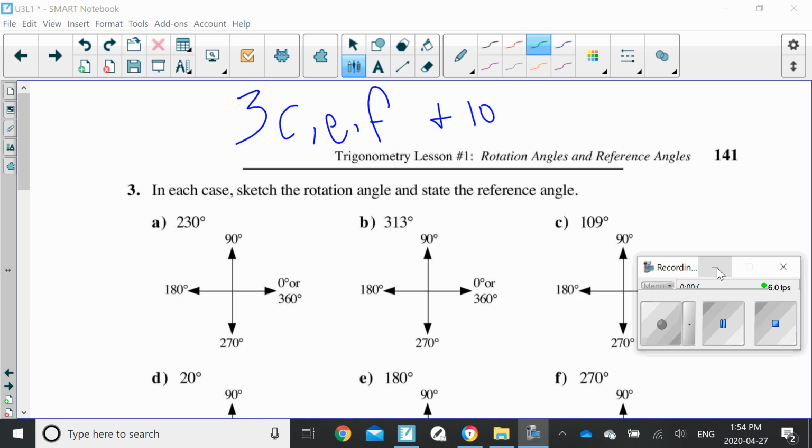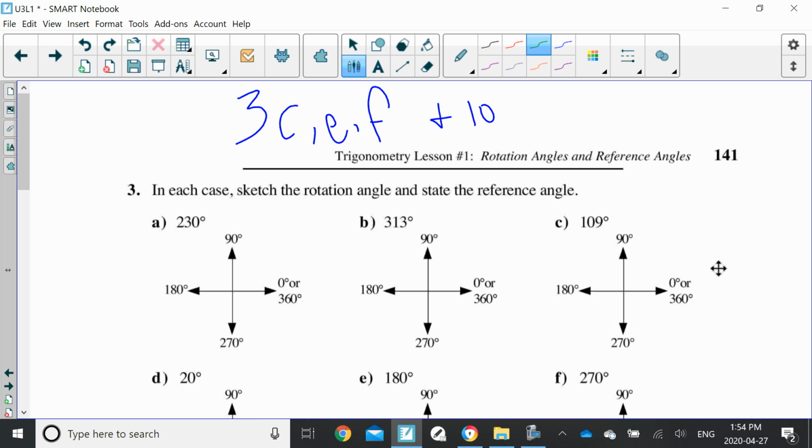I'm just going to do a quick video for some homework questions that are coming through. So I'm going to look at 3C, E, and F, and then I'll do question 10. Question 3 says, in each case, sketch the rotation angle and then state the reference angle.